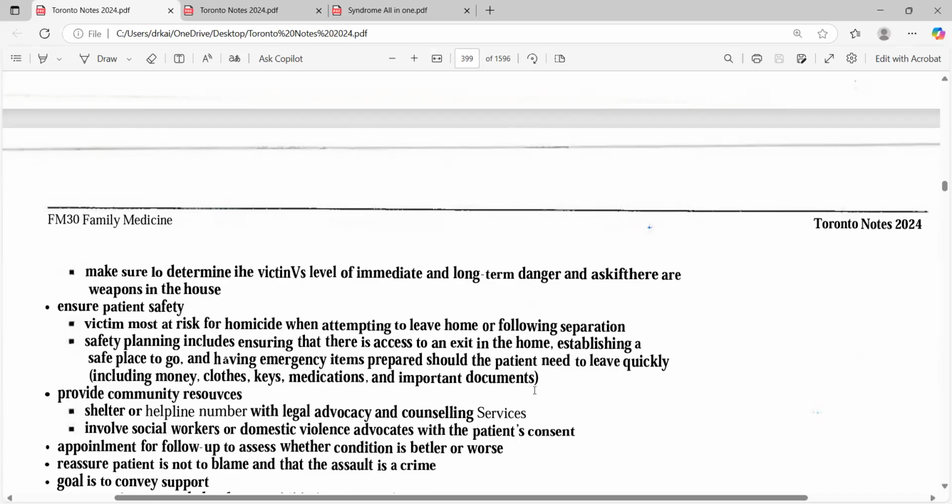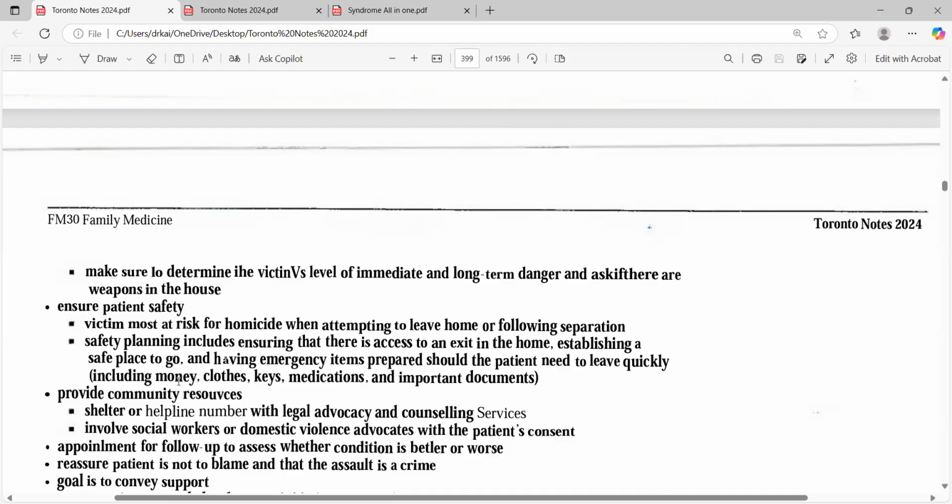Then safety planning includes ensuring there is access to an exit of the home. First, they should be told to have a backup exit. Then establish a safe place to go: if they leave their house, where will they go? Then have emergency items. What are those? Money, very important. Please remember the emergency items they have to take: money, clothes, keys, medications, and important documents. So the total is five that you have to keep at hand, and any time you can leave with these items.